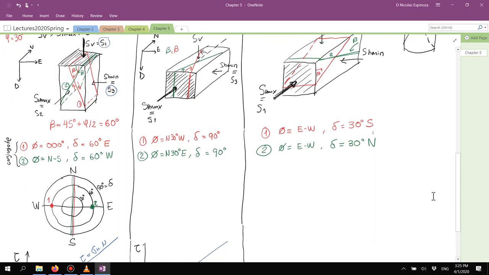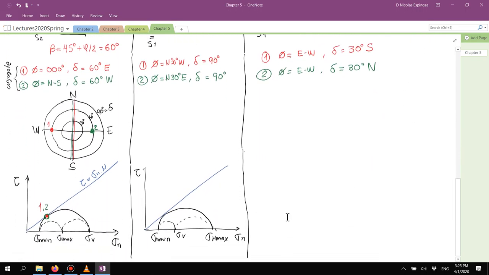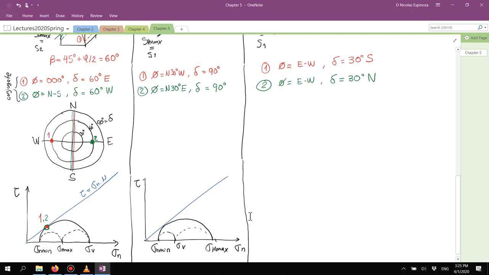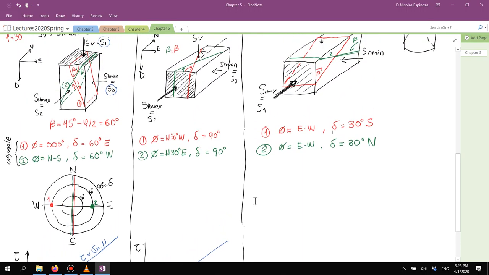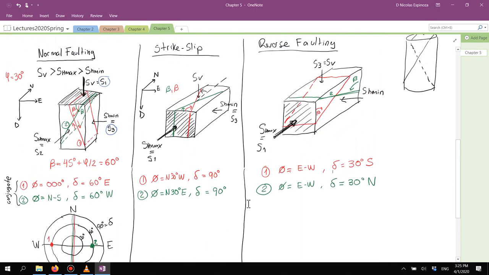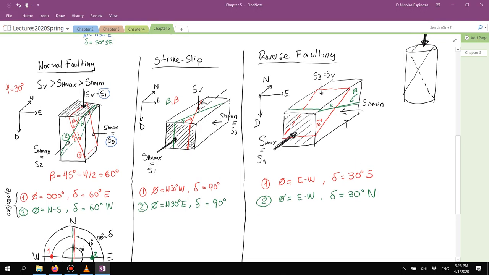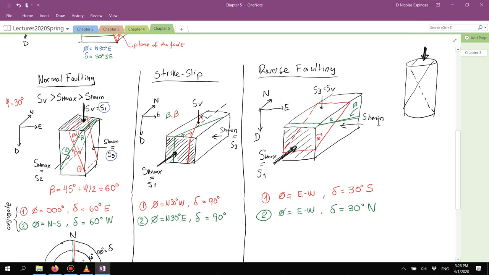And you could also make the stereo nets for these cases. You could also make the Mohr circles. And it's very similar to what we saw before. Let me complete this by adding the coordinate system, just to make sure that in all the cases, this is all the same. And just making sure that my microphone is working. Okay, and in these cases, all is the same.